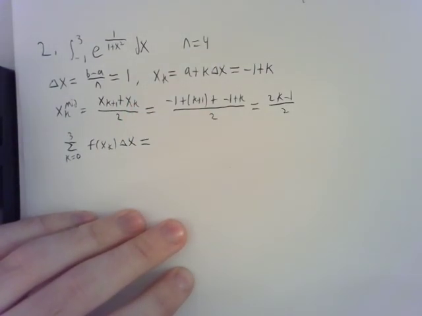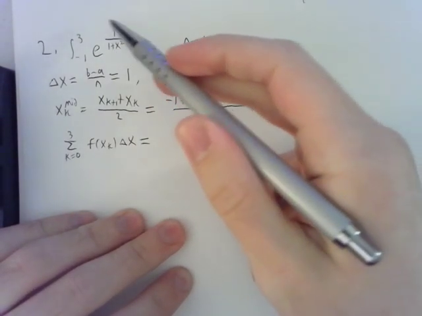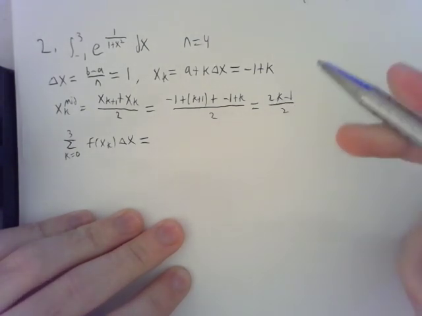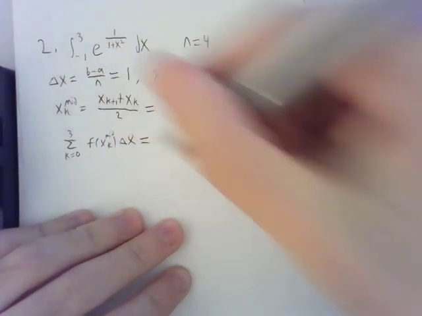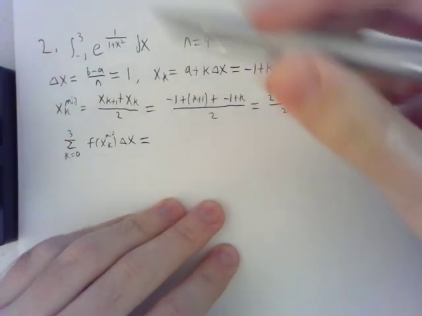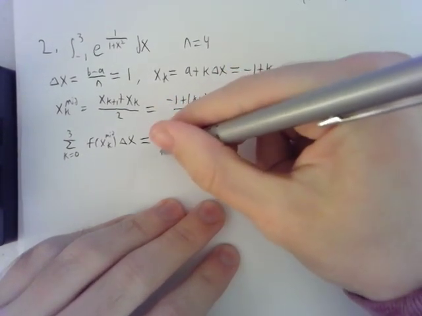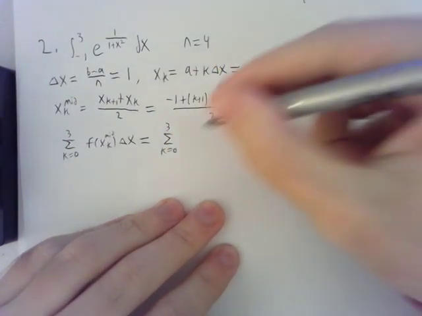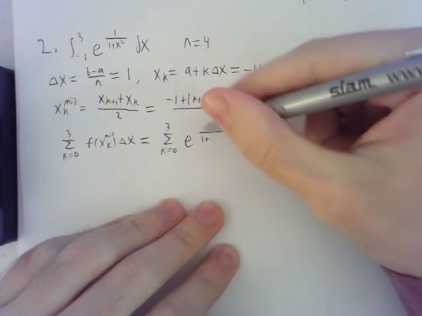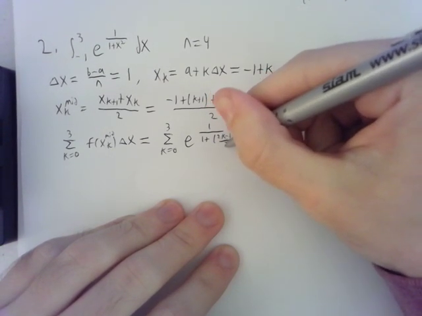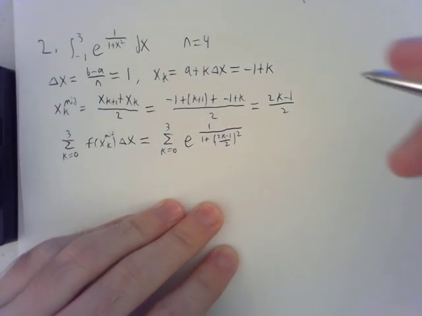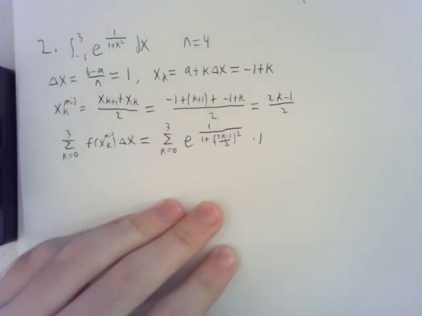Then we have to plug in the information that we know. f of x is equal to e to the 1 over 1 plus x squared, and we have to plug in xk mid. I should specify that. So we plug 2k minus 1 over 2 into our function, and we get a sum from 0 up to 3, e to the 1 over 1 plus 2k minus 1 over 2, all squared. That's our f of xk. Then we have to multiply by delta x, which is just 1.